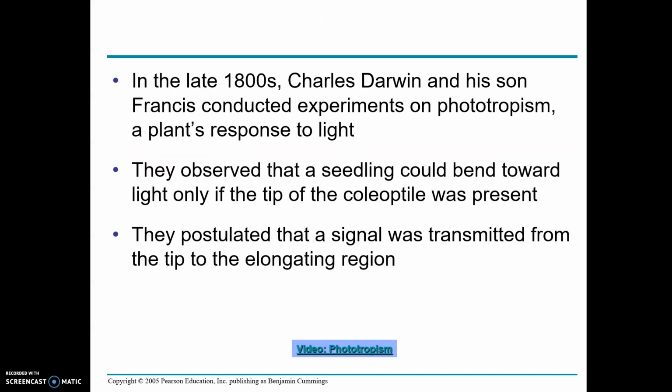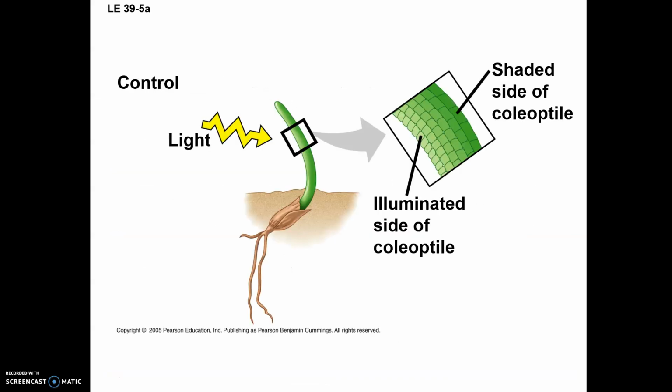In the late 1800s, Charles Darwin and his son Francis conducted experiments on what we call phototropism. That's the plant's response to light. In fact, it was modeled on the activity that you did earlier this week. They thought that maybe there was something in the coleoptile that was needed to make the plant grow, or in this case, bend towards light. It turned out that light would somehow affect which direction the plant would bend.